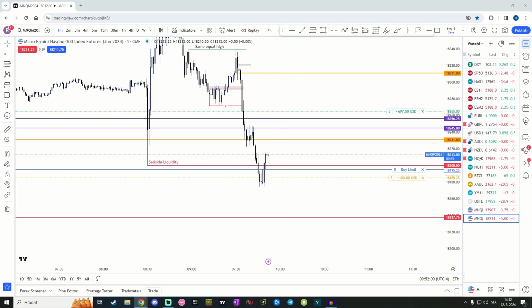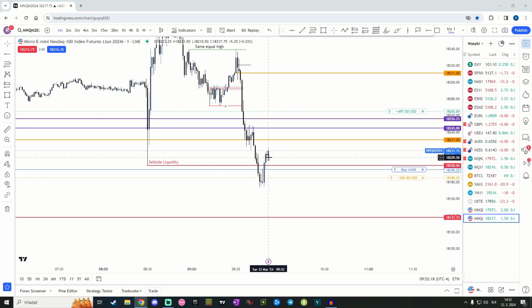I want to see something on ES. Okay, ES has much more. Oops, I did something and I don't know what I did. Okay. So how many candles do we have? 1, 2, 3, 4. Okay.